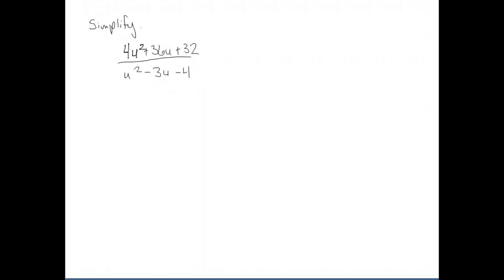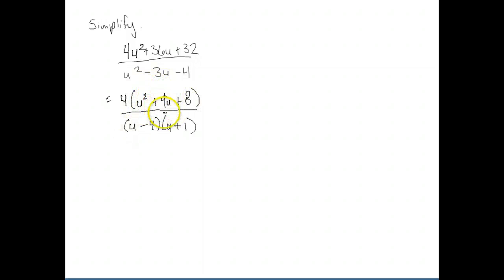So when we're simplifying a rational expression, the first thing we want to do is factor completely. In this problem, the numerator has the greatest common factor of 4, so we can factor 4 out. That will leave us with u squared plus 9u plus 8. And the denominator, there's no common factor, but we can go ahead and factor that. We're looking for factors of negative 4 that sum up to negative 3, and that would be u minus 4 times u plus 1.